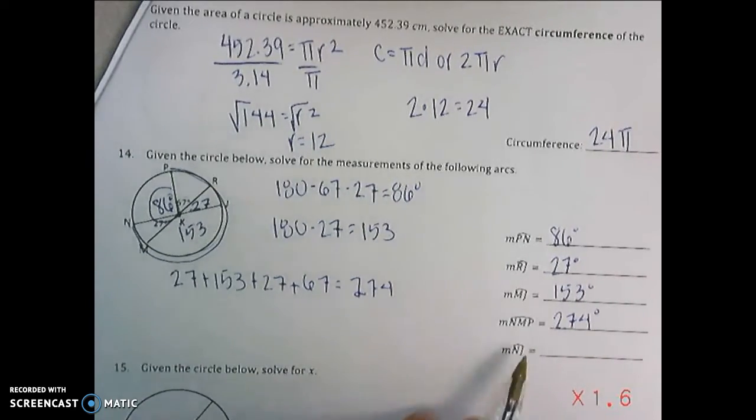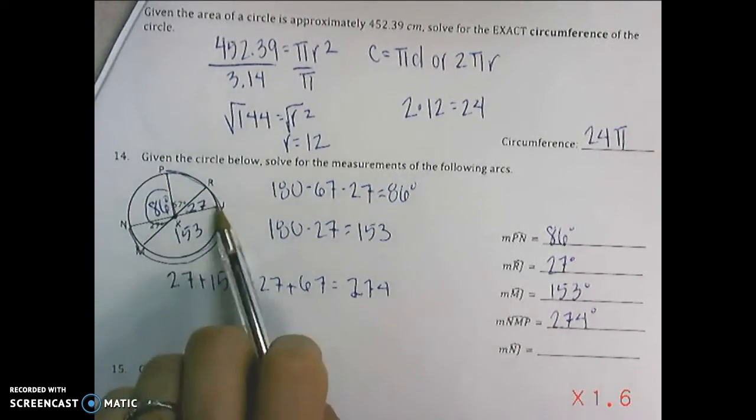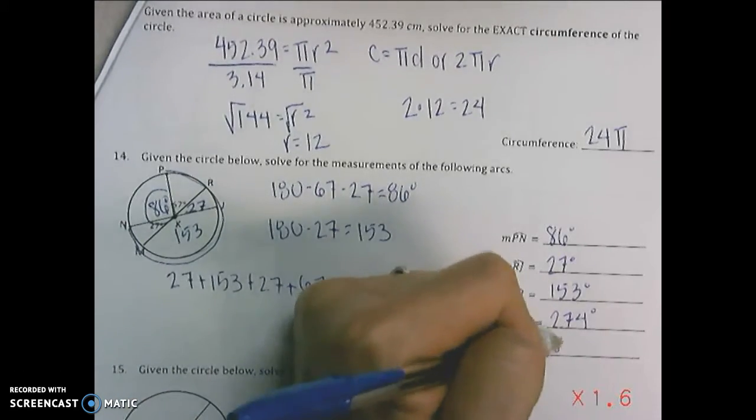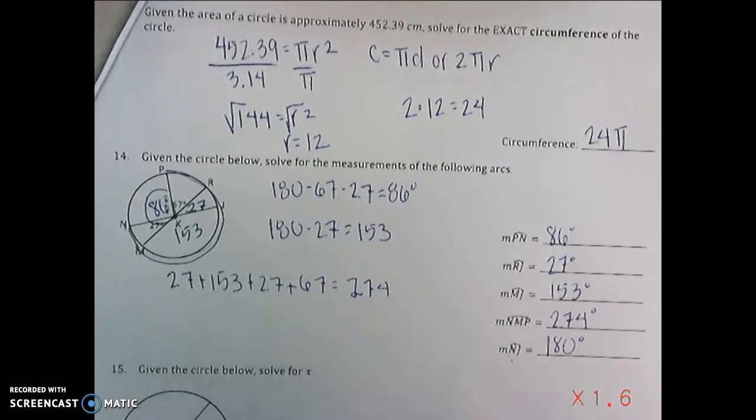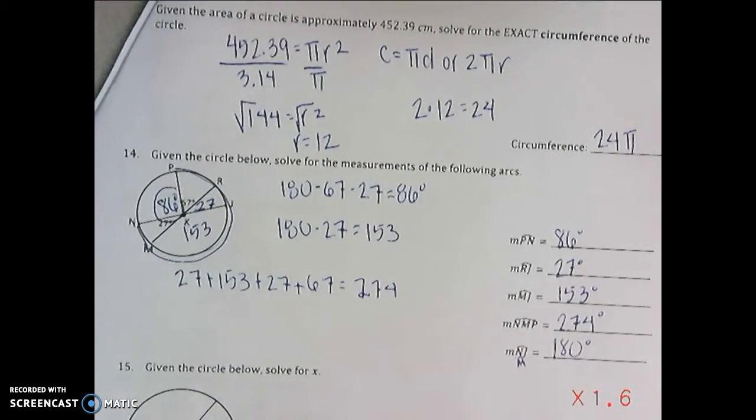Okay, and then NJ. So NJ all the way around. Well, hopefully you see that that's a semicircle, and that would be 180 degrees, which they should have named, put an M in there for 3 letters next time.